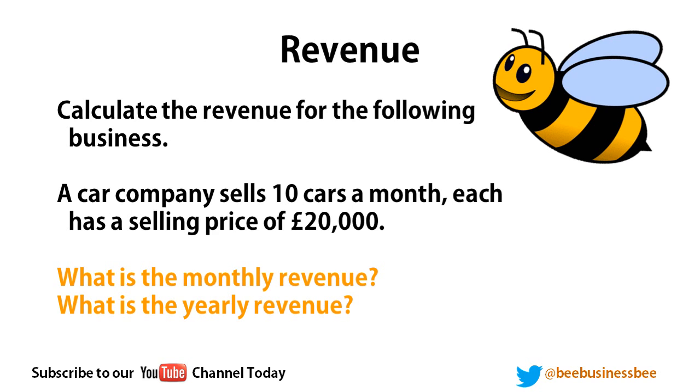Okay, in your booklet, you've got this little section. Now, I'd like you to have a go at trying to calculate the revenue for the following company. A car company sells 10 cars a month, each with a selling price of £20,000. What is the monthly revenue and what is the yearly revenue? You may want to pause the video while you complete this in your booklet.